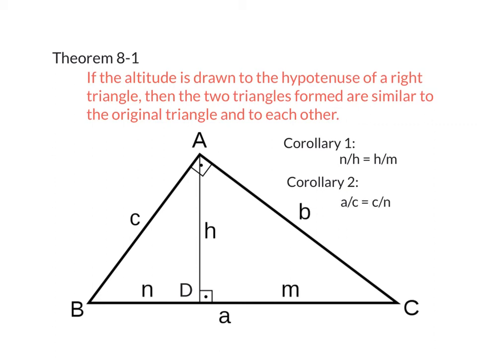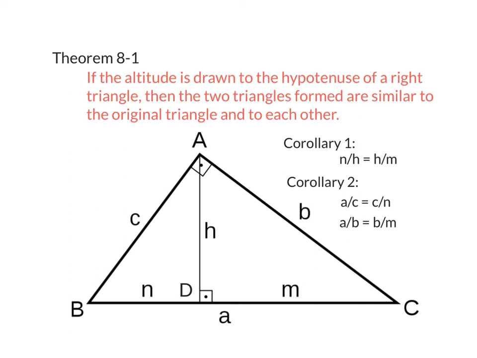Now, the first part of this corollary can be restated in a proportion as the length of the full hypotenuse, in other words, lowercase a, is to lowercase c, which is the one leg of the right triangle, as the length lowercase c is to the segment of the hypotenuse closest to that segment c. So a over c is equal to c over n.